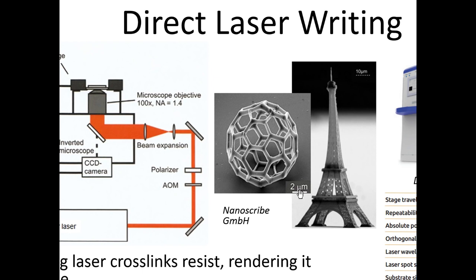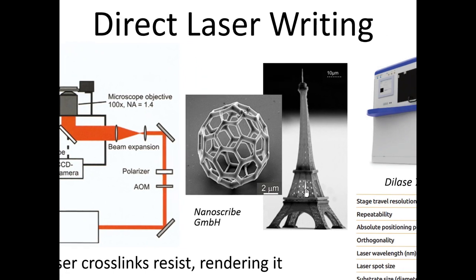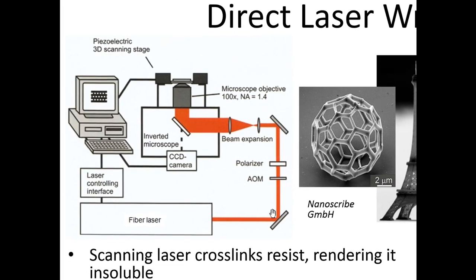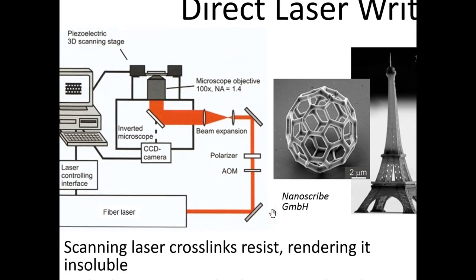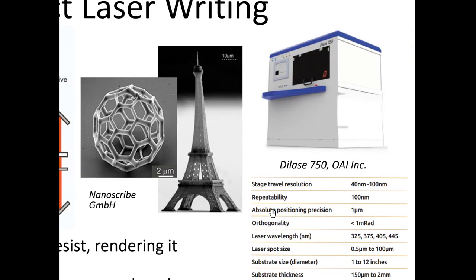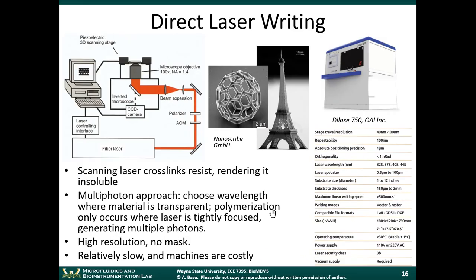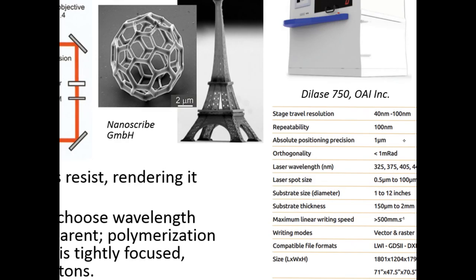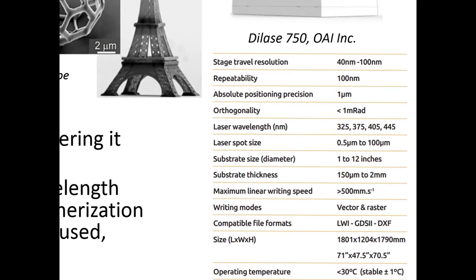This is an Eiffel Tower, which is pretty cool. This is a company called Nanoscribe that created these images. They have a direct laser write tool that they can make very, very small features with. This is a tool sold by OAI. It's an American company. You can see that the laser spot size here is 0.5 microns to 100 microns.